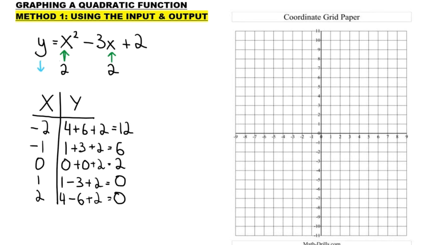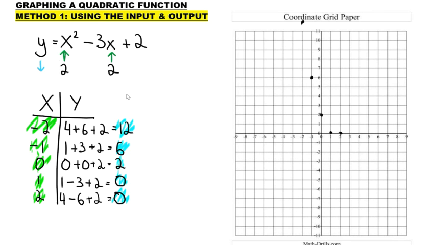So now that we know this, we can actually use our x-coordinates alongside our y-coordinates and plot these one by one. So if we have (-2, 12), we're just going to have to imagine 12 is up here. (-1, 6) is right here. (0, 2) is right here. (1, 0) is right here. And (2, 0) is right here.